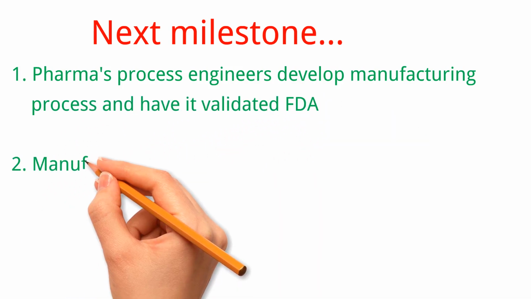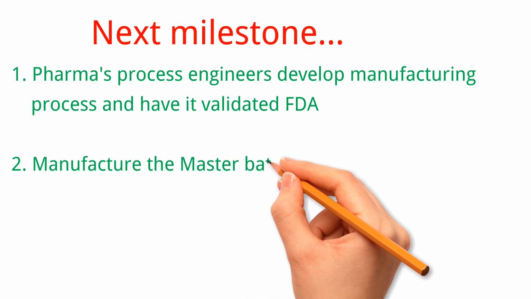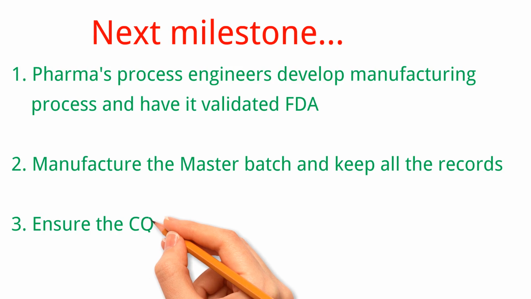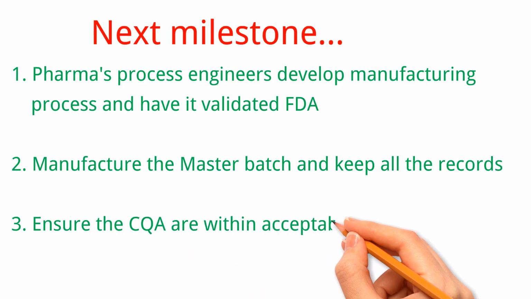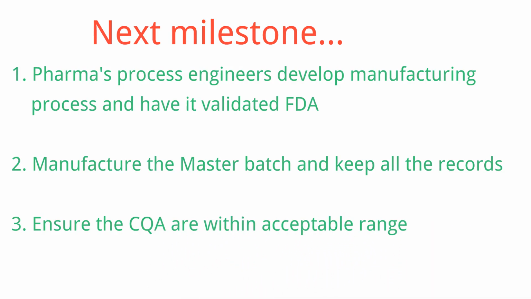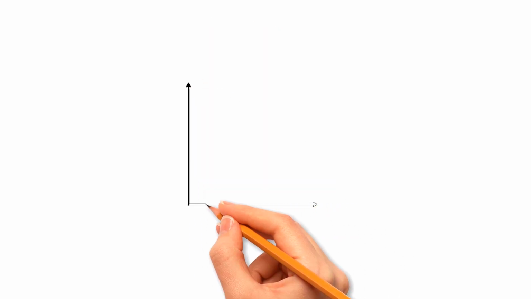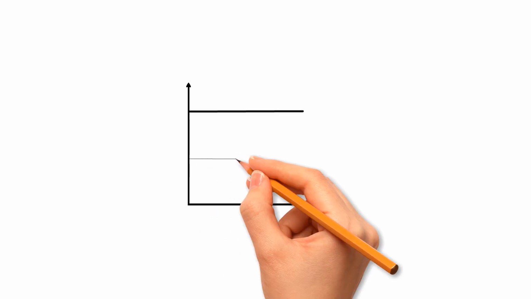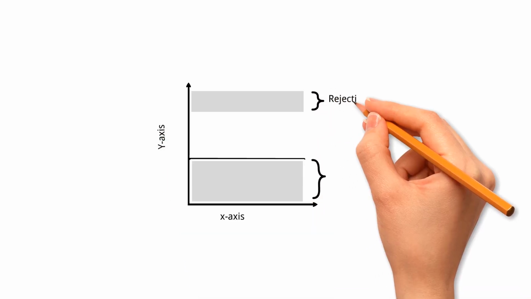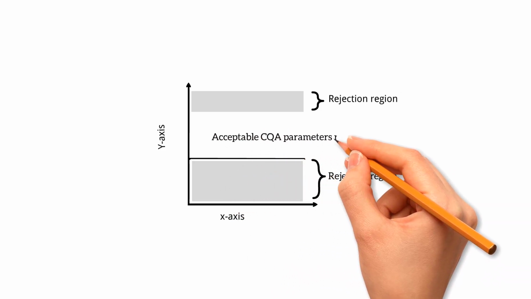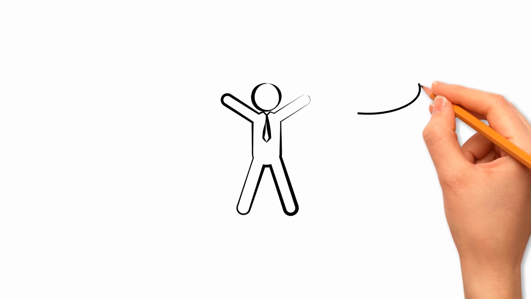Then the manufacturer will go ahead and manufacture the master batch and keep all the records to show that all the critical quality attributes of the drug are within acceptable range and there is no statistically significant variance within the batches. The pharmaceutical company then submits all the data to the FDA, and when all is in order, the FDA grants approval to manufacture and sell the drug in the United States.